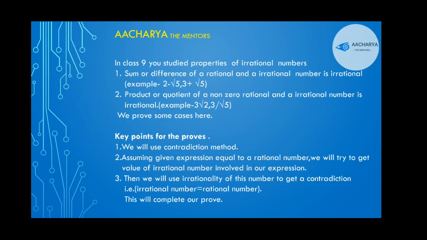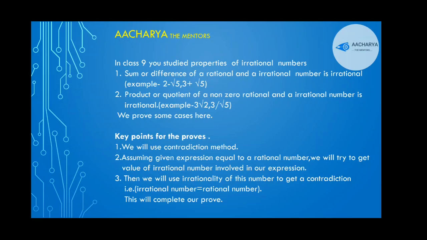And second one, product or quotient. Quotient means I am talking about division of a rational and an irrational number. So the product or quotient of a non-zero rational and an irrational number is irrational. For example, 3 square root 2, 3 divided by square root 5.